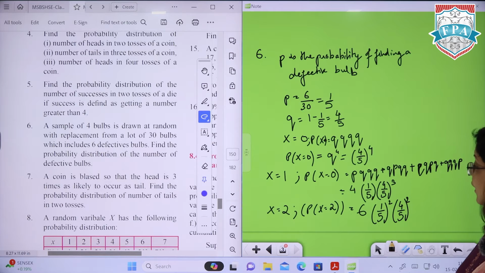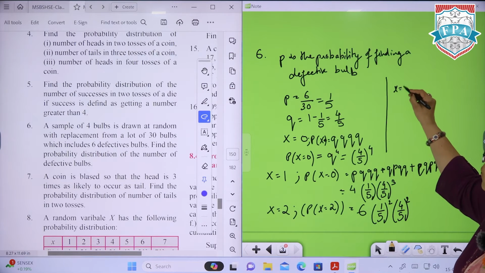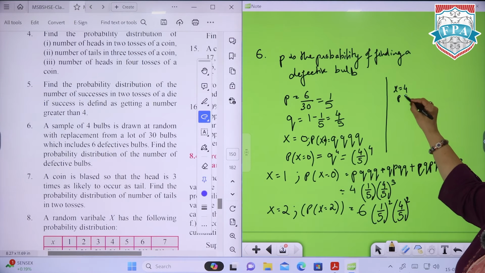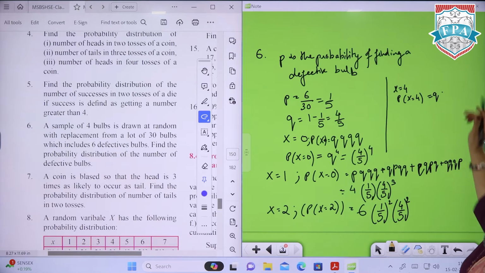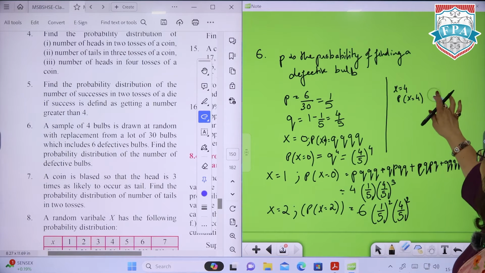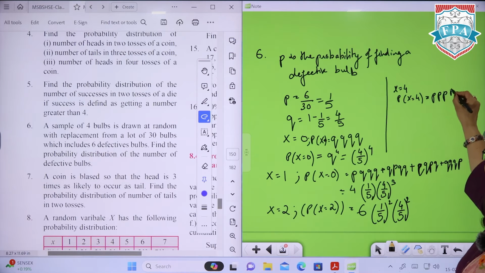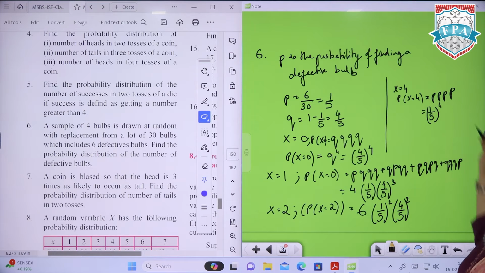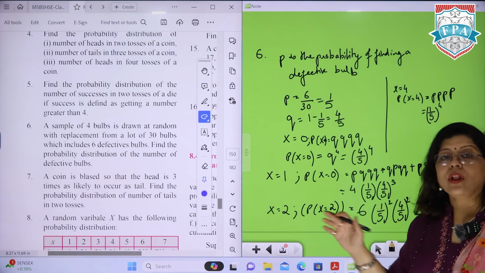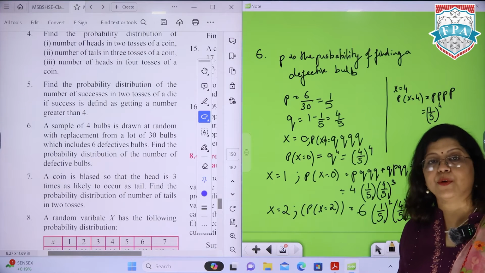Okay. The last case over here, I'm writing it to this side, is x is 4. So p(x equal to 4) is all p's, which is what we desire here, 4 p's, which is (1 by 5) to the power of 4. So once we get all the cases of the random variable, then we'll make the probability distribution table.